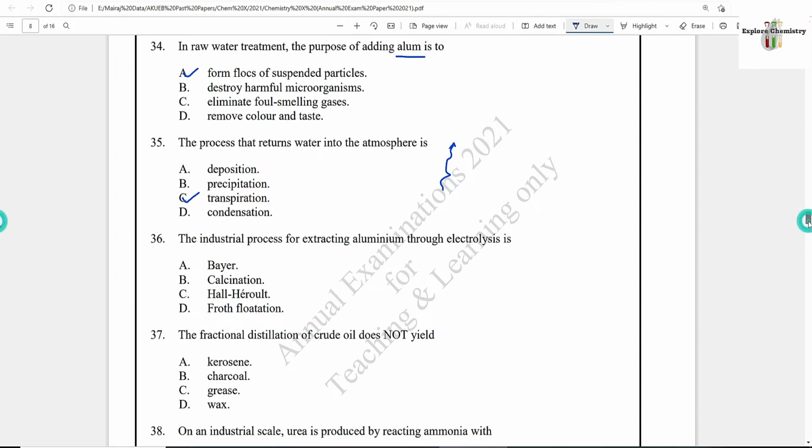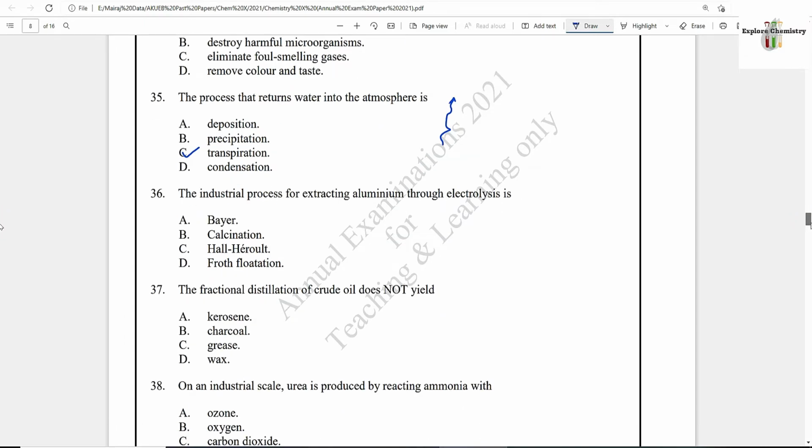Condensation is removal of water molecule, not into the atmosphere. Number 36. The industrial process for extracting aluminium through electrolysis is named as Hall-Héroult process.